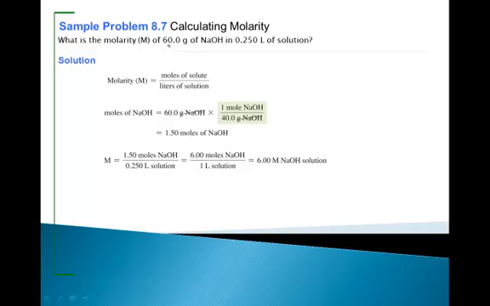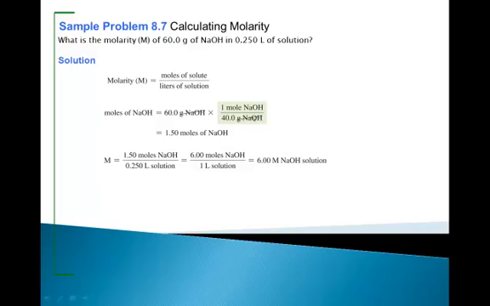And they want me to find the molarity if I have 60 grams of sodium hydroxide in 0.250 liters of solution. So the first thing I'm going to have to do is find my moles, because I need moles on the top. So I'm going to take my 60 grams, and I'm going to be dividing by the molar mass of NaOH.